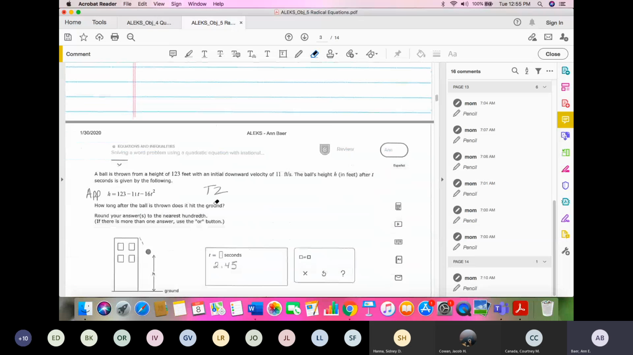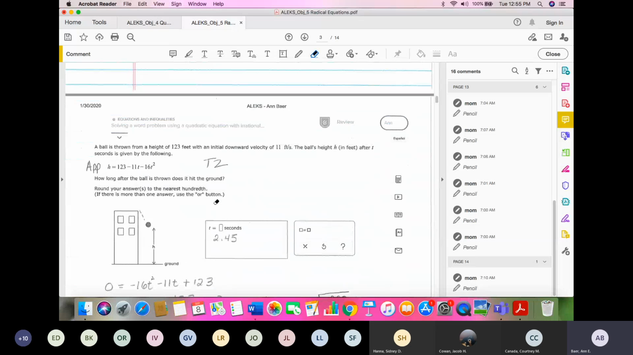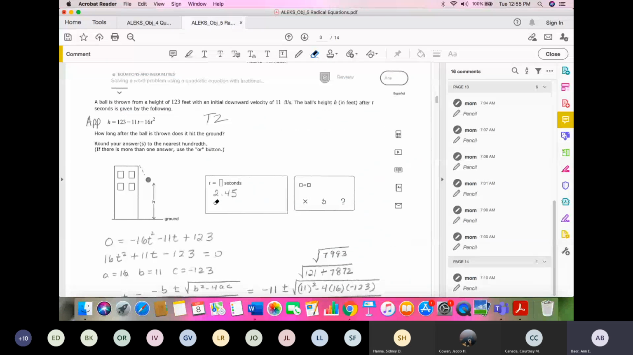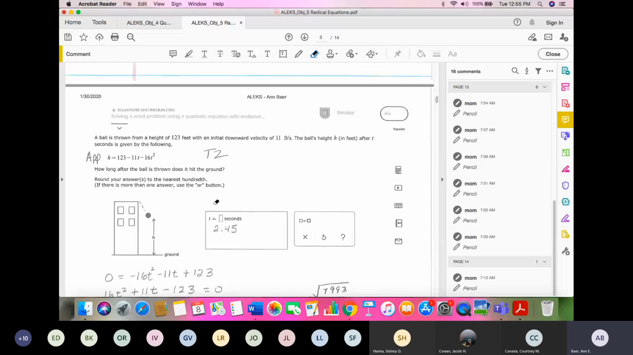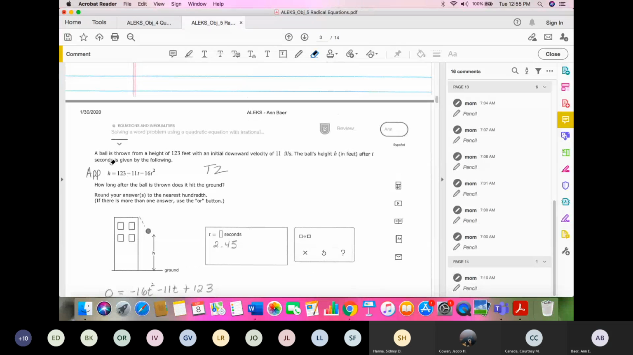So I'm going to go to the next problem. It's from the same topic. I'm not going to do it, but I want to explain something. A ball is thrown. This is from exactly the same topic, different questions.